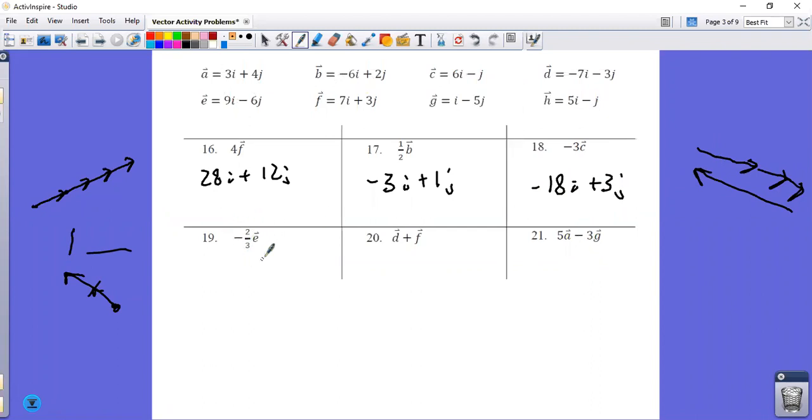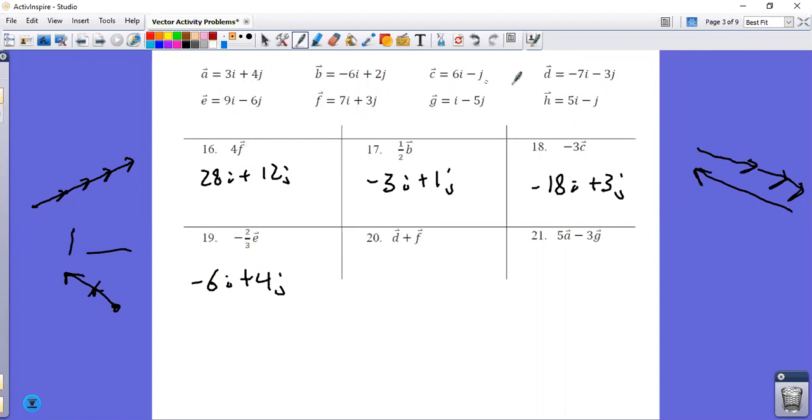And then negative 2/3, we talked about multiplying with fractions. Remember, if they're multiples of 3, you can divide first and then multiply by 2. So 9 divided by 3 is 3, 3 times 2 is 6, and then negative. So that'd be a negative 6I. 6 divided by 3 is 2, times 2 is 4. And then 2 negatives make a positive 4J.